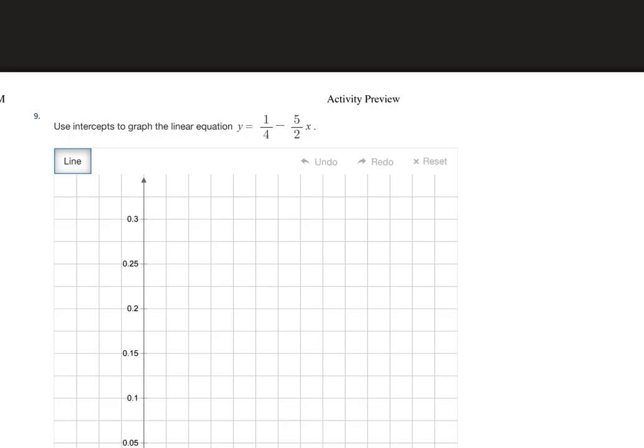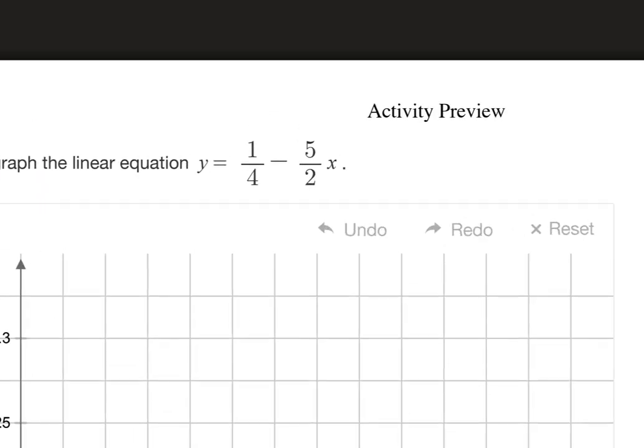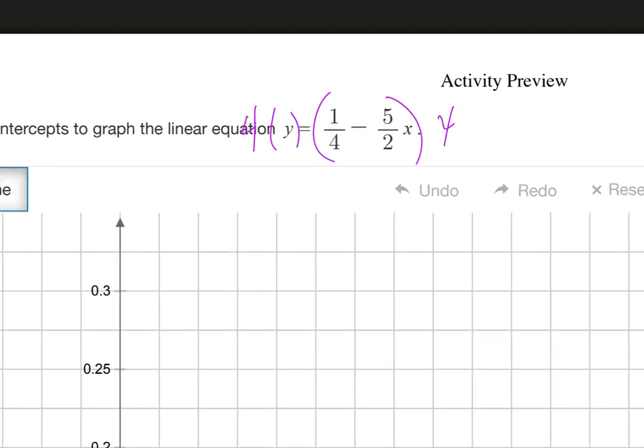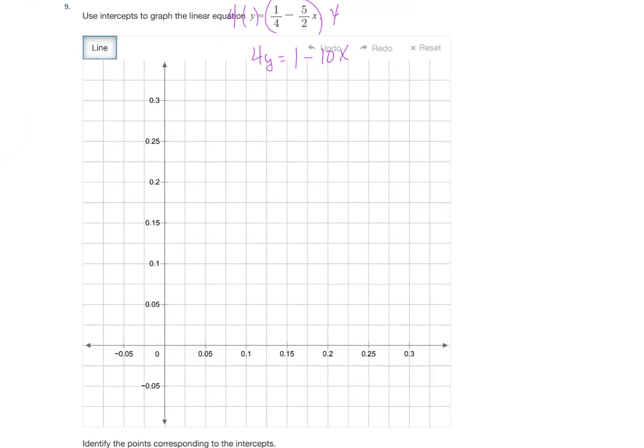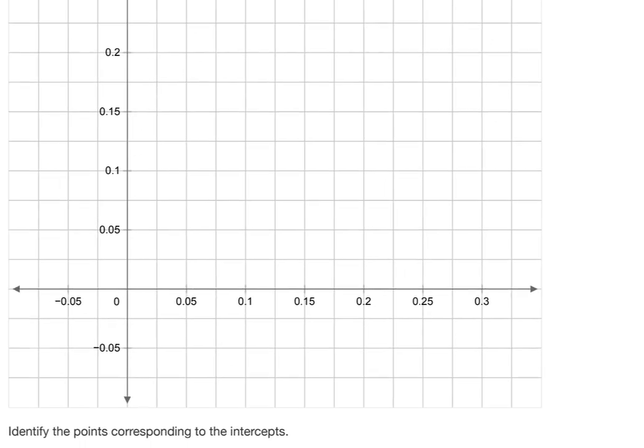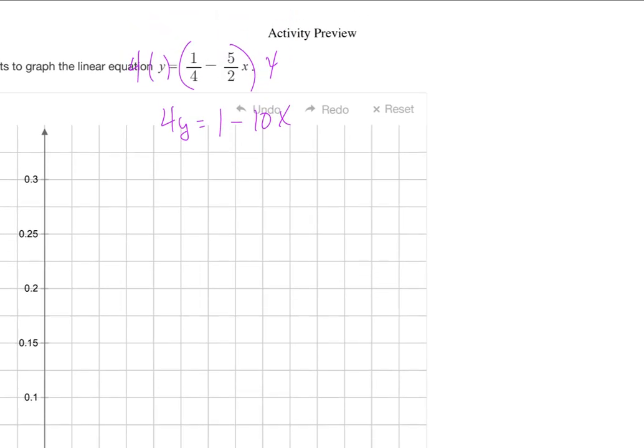Use the intercepts. Well, you know what? This one isn't in standard form, but that doesn't mean I can't mess with it as if it was, really whatever I want. I'm going to multiply it by 4 on both sides. So I end up getting 4y equals 1 minus 10x. There's nothing against that. Perhaps, as you notice, the graph has these fun little decimals.